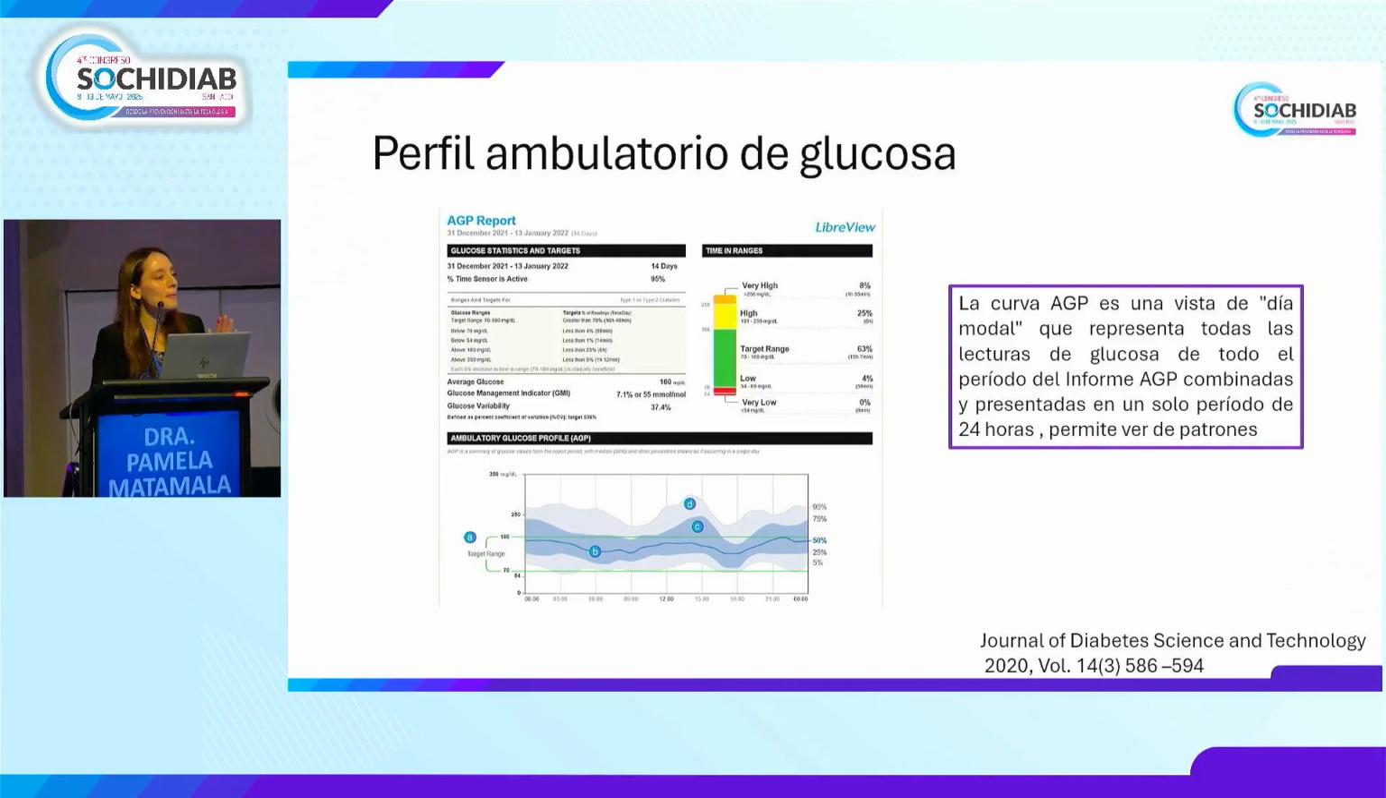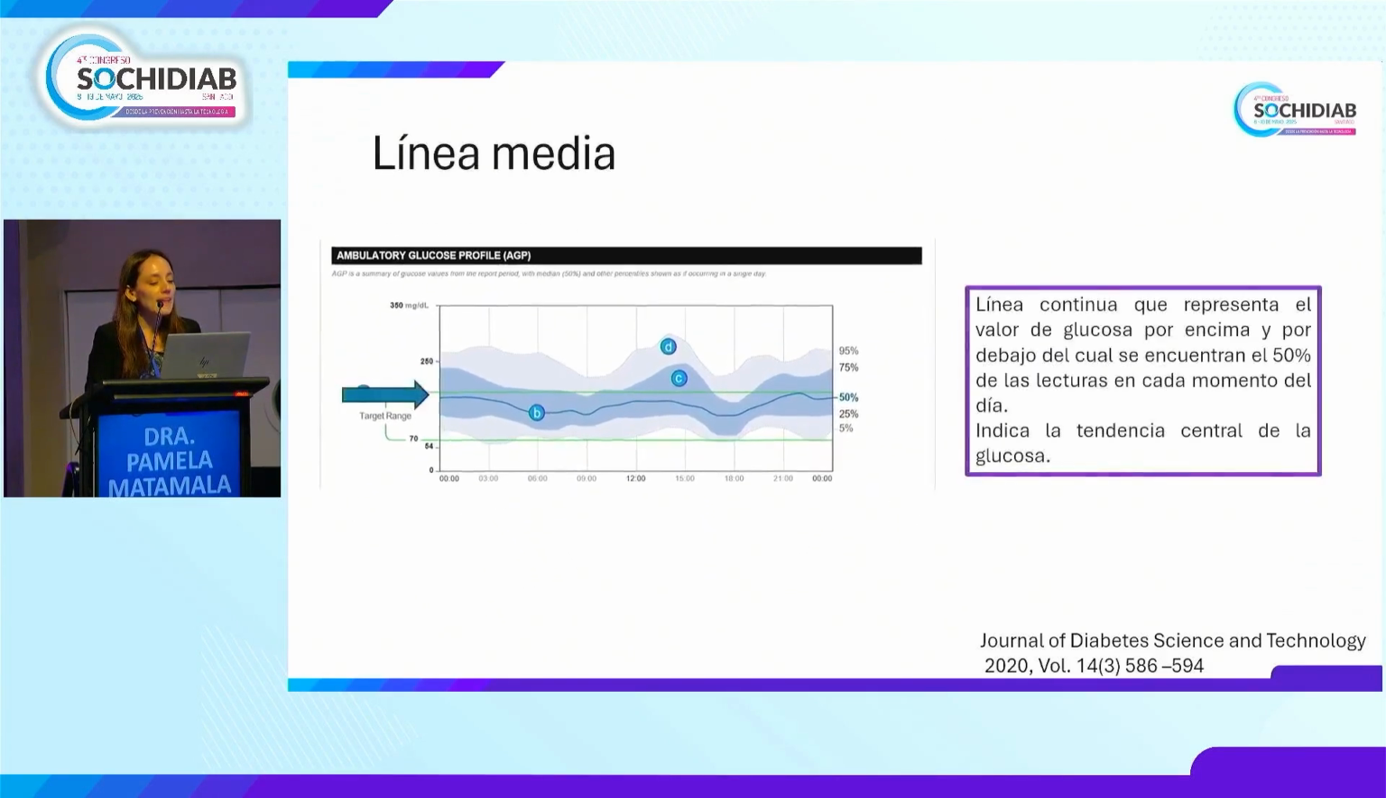Finally, we have the lower curve. This is only the first page, and this is the curve of the ambulatory glucose profile, and this curve is a modal day. We obtain all the information from monitoring, and a graph is obtained representing all of the glucose readings, and we can see them depending on the time. And this curve, I think, is fundamental to be able to do an adequate reading of the monitor.